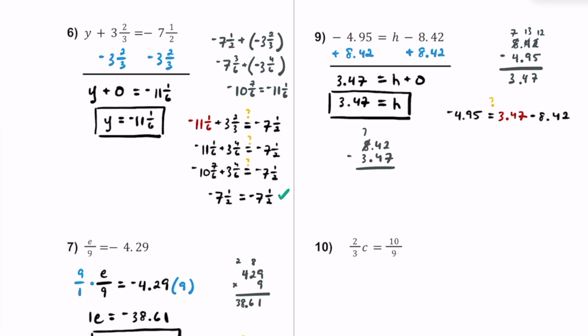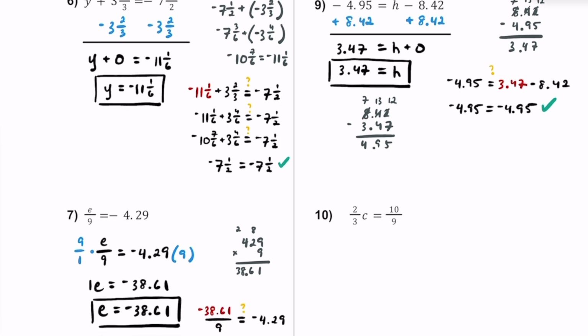So make this a 7, this becomes a 14, but then becomes a 13. This becomes a 12. 12 minus 7 is going to be 5. 13 minus 4 is going to be 9. 7 minus 3 is going to be 4. So we have 4.95. So that's good, right? Negative 4.95 is equal to this negative 4.95. Put that negative back in, okay? So this does check out, and h does equal 3.47.